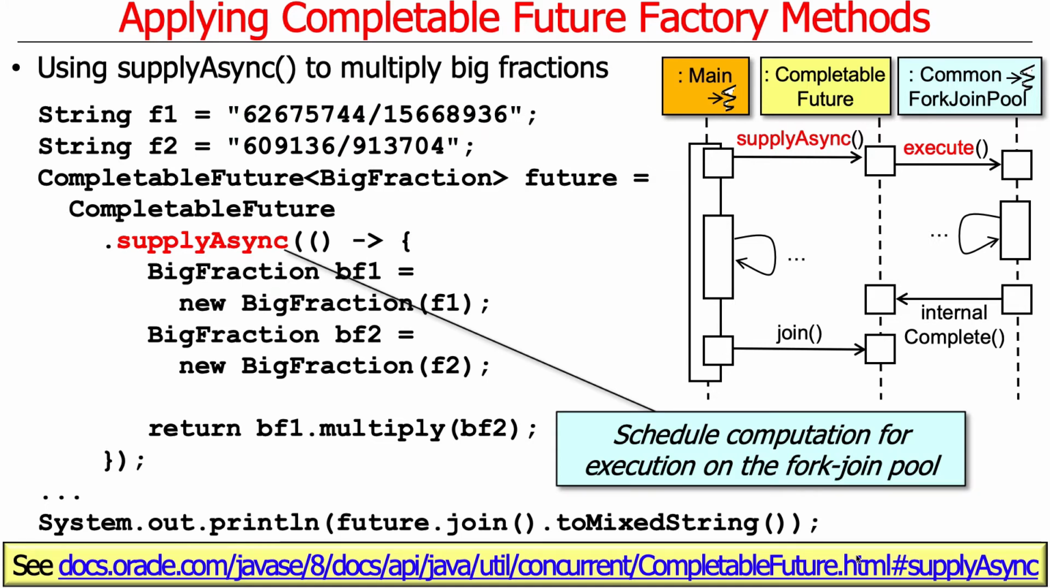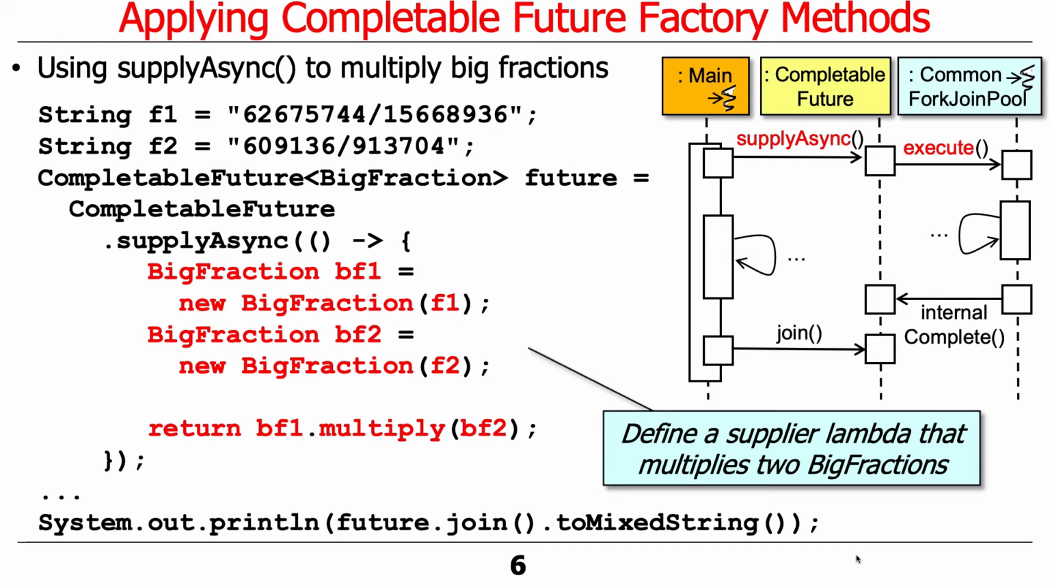So supplyAsync is going to schedule this supplier lambda for execution on the common fork-join pool, because we're not giving it a specific pool to run in here. And here's the supplier lambda that's going to do the BigFraction multiplication. That's pretty much the same as before, except unlike before, where in the basic features of CompletableFuture we had to complete the result, here we just return the result of multiplying these things. And that's because it's going to return a CompletableFuture to a BigFraction.